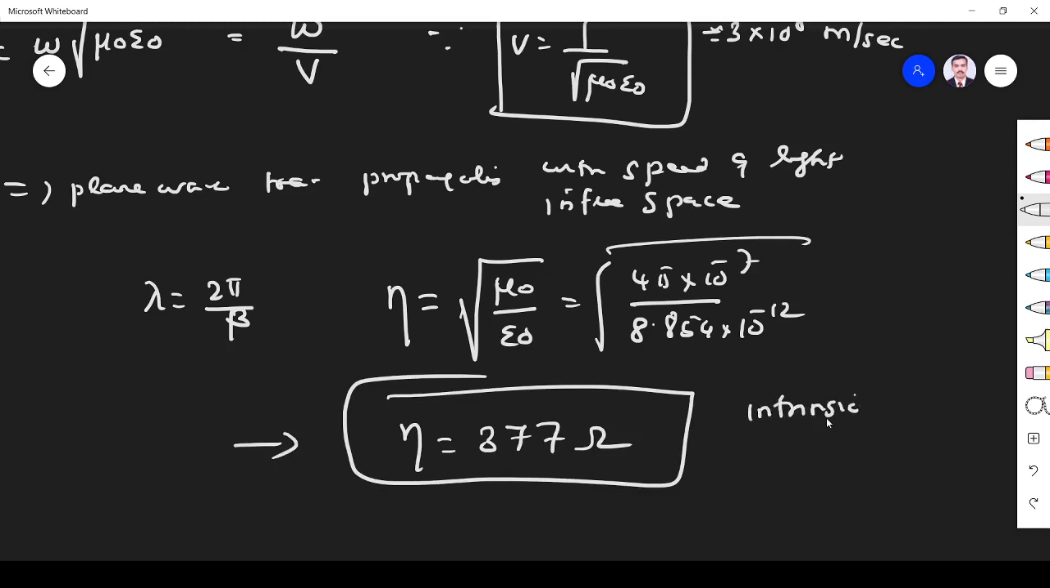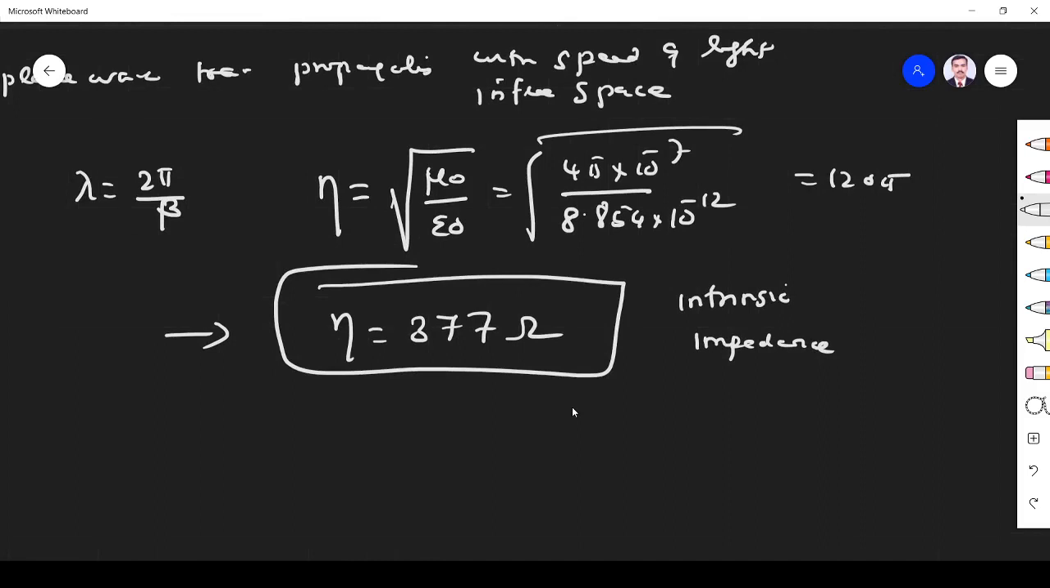So when a wave propagates through free space, it will face a resistance of 377 ohm, that is equal to 120 pi. Fine, so it has resistance. This is known as intrinsic impedance or wave impedance. The impedance encountered by a wave when it is traveling through free space is known as wave impedance, and it is given by 377 ohm.